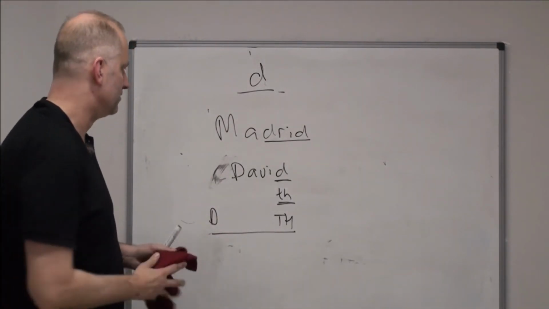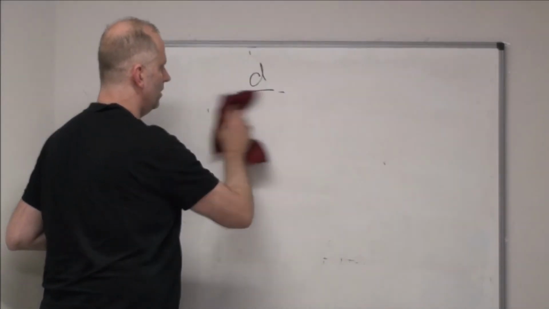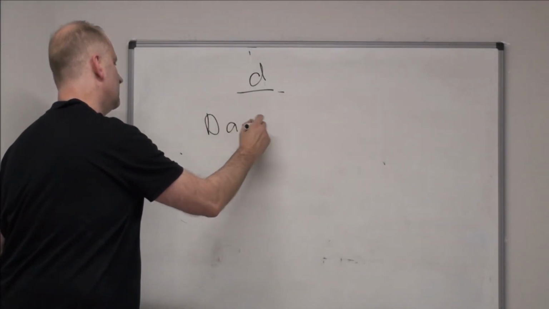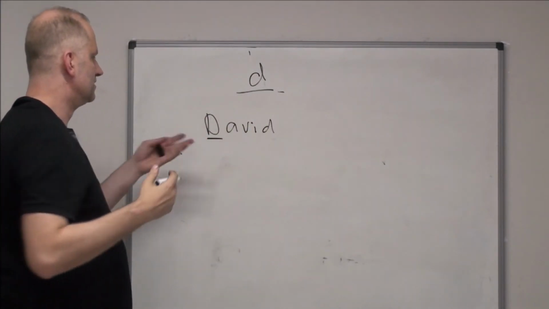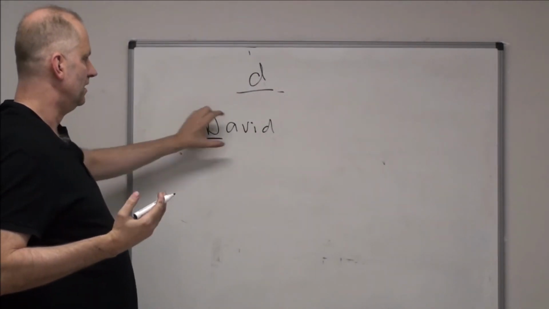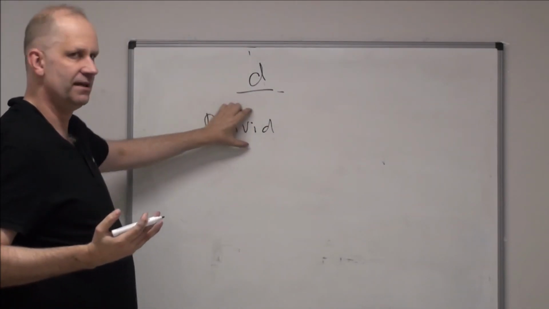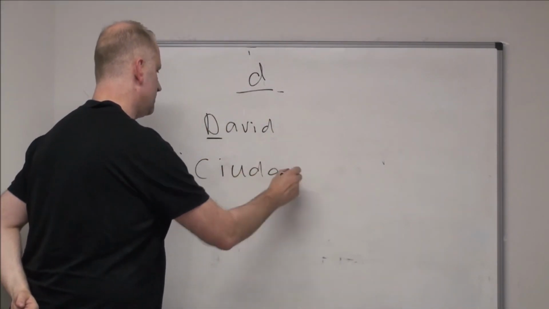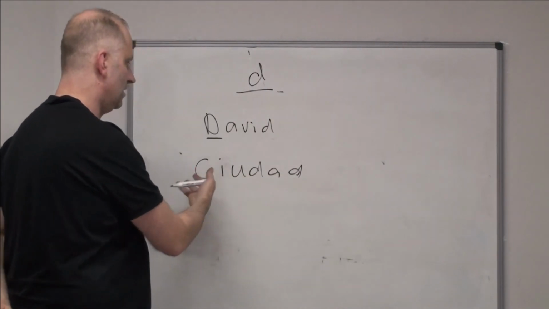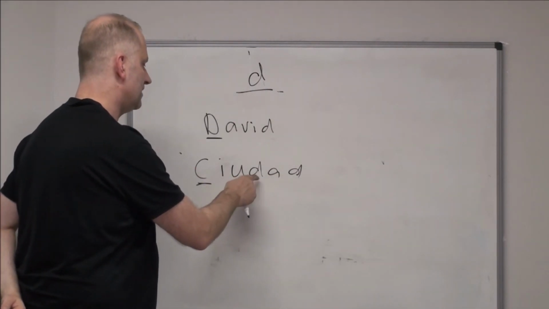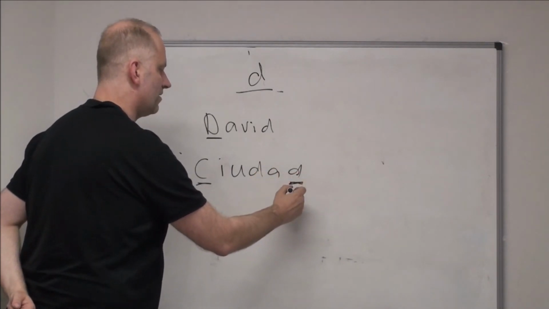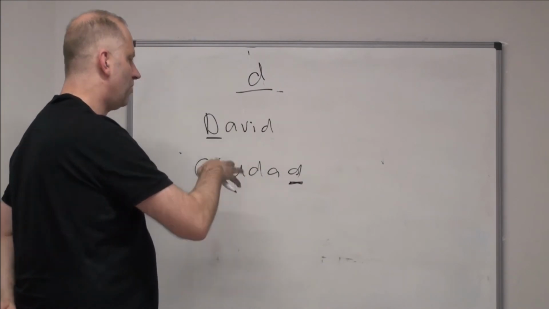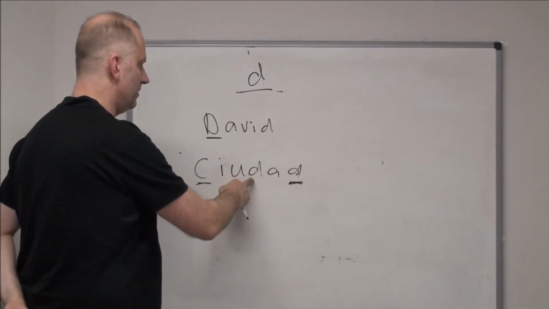The way that I think about it is that if you have a word beginning with a D, like David, the first letter is like a D, and the last letter like a Z, so David. The word for city, we've already seen that C before an I is a th, and this is definitely like a th sound. So ciudad. It's not quite RD, but I think we get away with it being like RD.